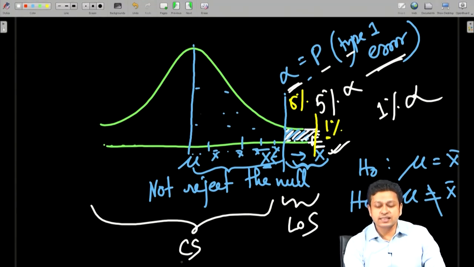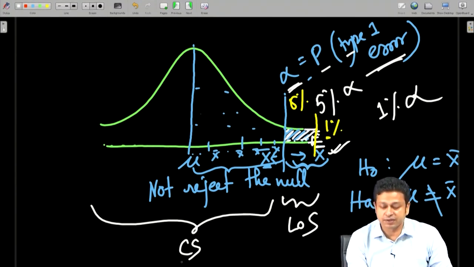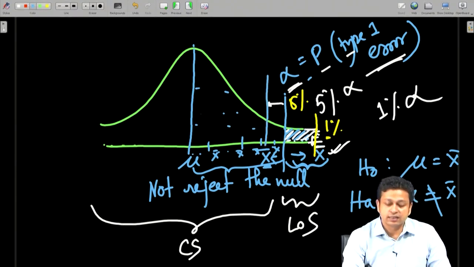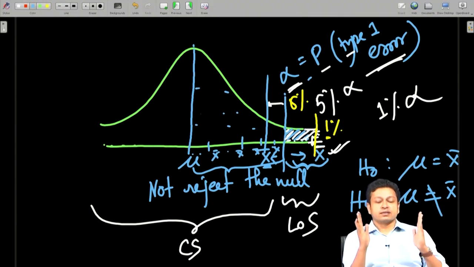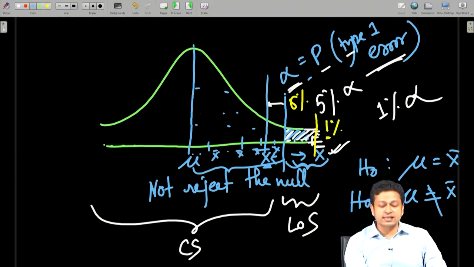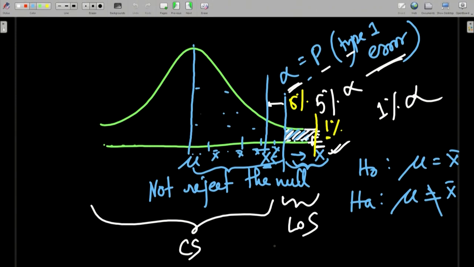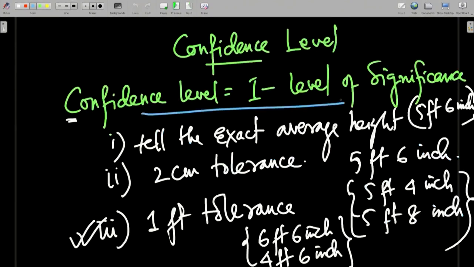So if I push this line here, my confidence level is narrowing. That is how this relationship comes: confidence level is 1 minus level of significance, because the area under the curve is always 1. These two things, level of significance and confidence level, when I add them, give me a number of 1. That is why I have written down that confidence level is nothing but 1 minus level of significance.